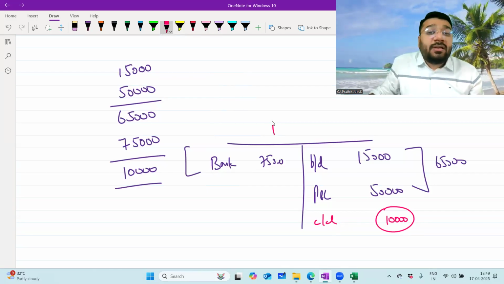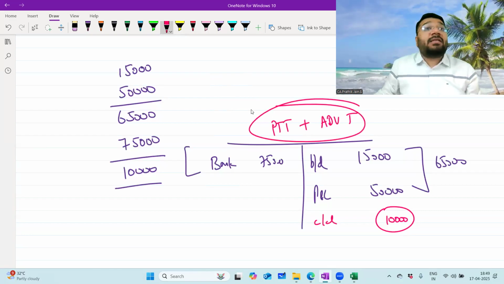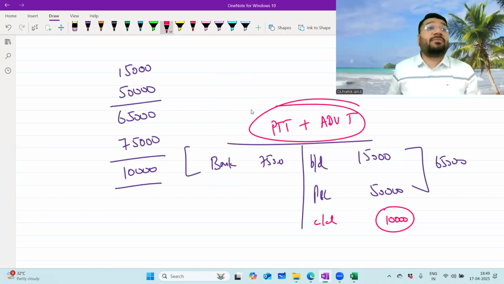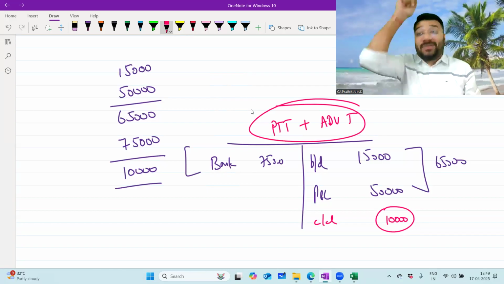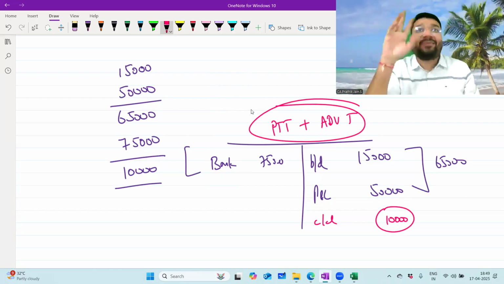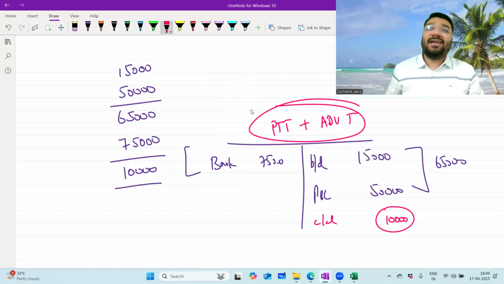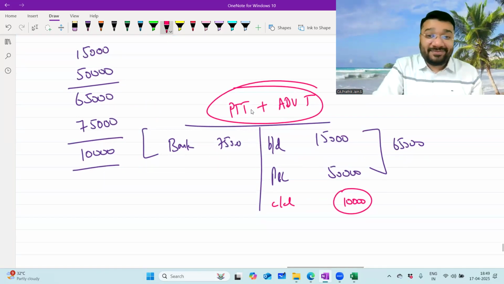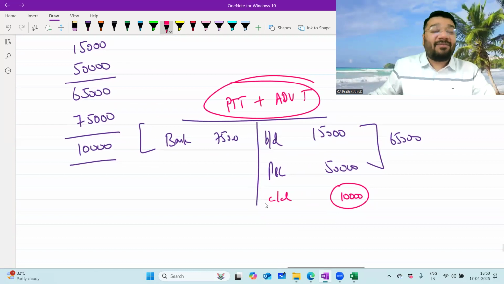Why? Because this is the provision for tax plus advance tax ledger. This is exactly equal to, in foundation you studied one topic called not-for-profit organization. In that we had one account called subscription account. Same setup is this. Recollect now? How important is foundation? Very, very important.